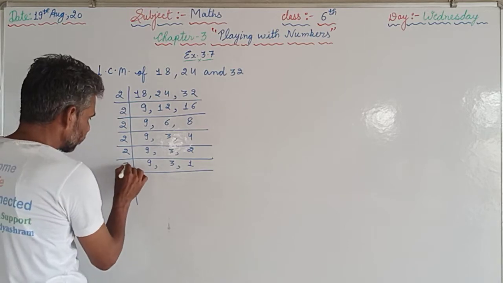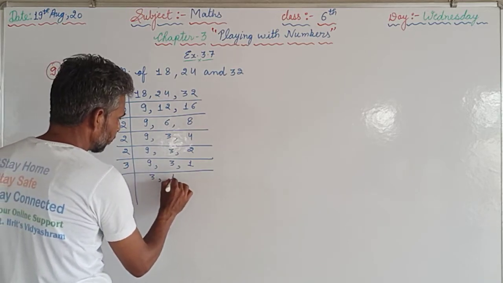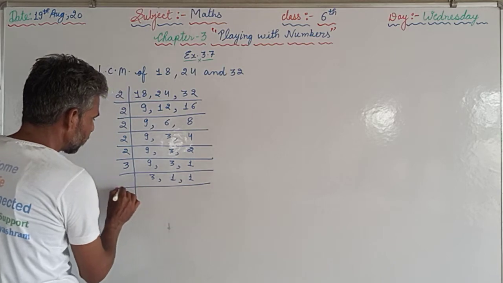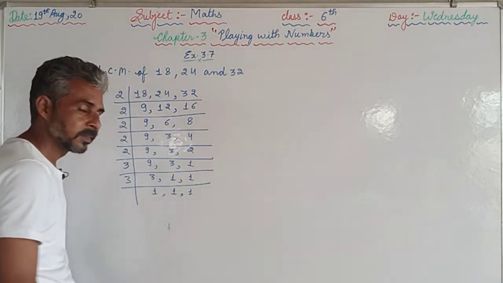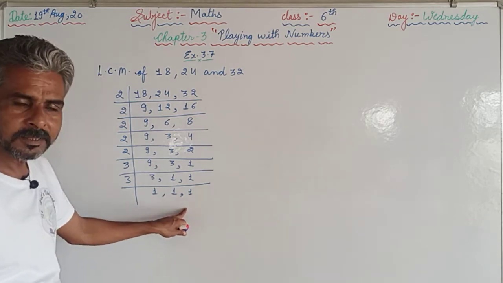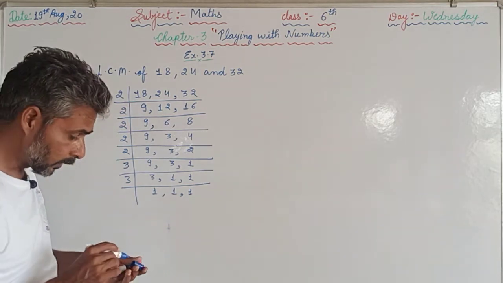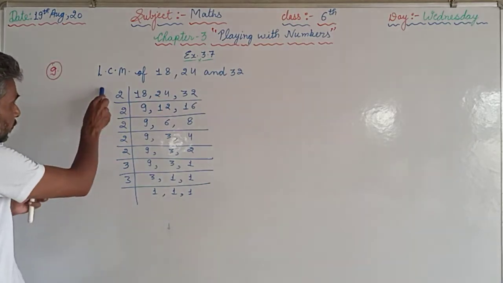Now 9, 3 and 1 don't come in the table of 2, so we will move towards the next number, that is 3. 3 3s are 9, 3 1s are 3, and 1. At last we got 3, 1, 1, 1. When we get 1, 1, 1 in the bottom line, then we can calculate the LCM by multiplying these numbers.